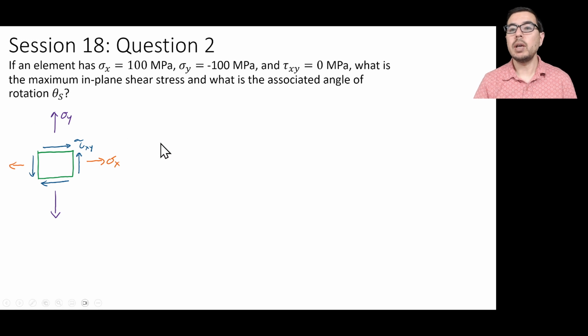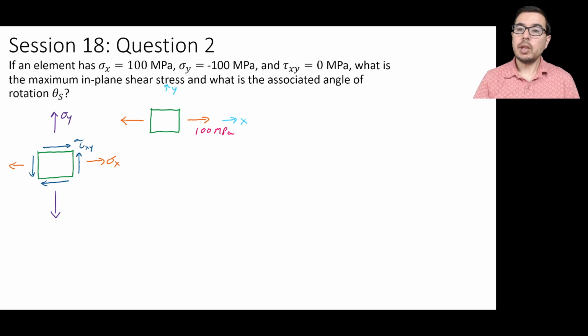We begin by drawing the element with an appropriate coordinate system with x to the right, y upward, and we note that sigma x is positive. So we can think about the sigma x as having stresses coming out in the x direction, and we give it 100 megapascals for a value. Vertically, we have that sigma y is equal to minus 100 megapascals. So we can put in a value of 100 megapascals with arrows going inward.